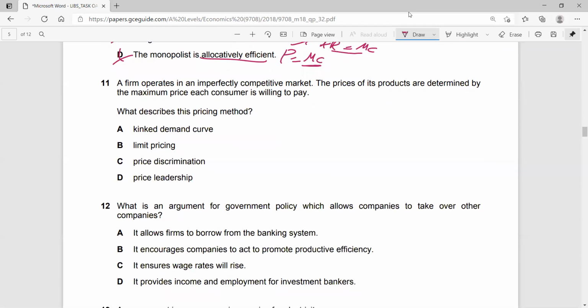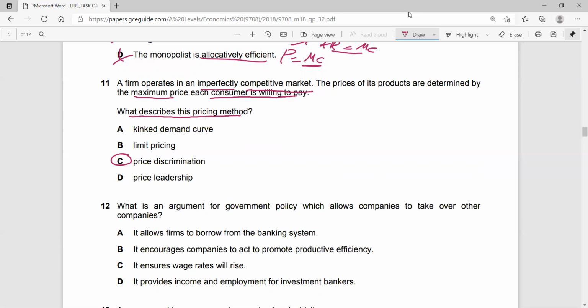A firm operates in an imperfectly competitive market. So it's a competitive market, but it's not a perfectly competitive market. It's some version of that, maybe monopolistic competition or maybe something else. The prices of its products are determined by the maximum price each consumer is willing to pay. What describes this pricing method? It's price discrimination. This would be very intuitive to you if you've done your theory, and let me explain why.